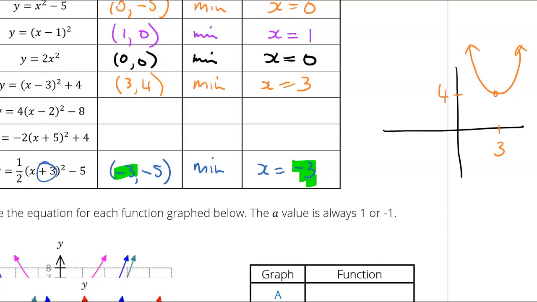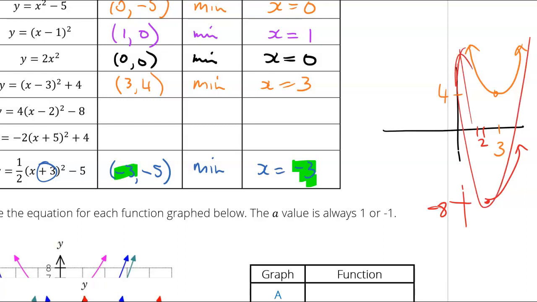Great. The next one, 4 times (x minus 2) squared take 8. Where's that going to go? Well, it'll turn at 2 and -8. So that 4 is irrelevant for the turning point. It makes the graph quite a bit narrower. So actually what I've drawn there is not ideal because it's a 4, that's going to be quite narrow. But it's about the turning point. That's what we're focusing on right now. So turning point (2, -8), still a minimum.